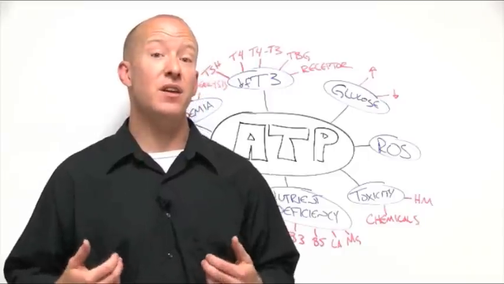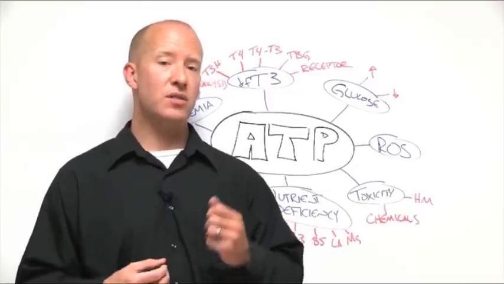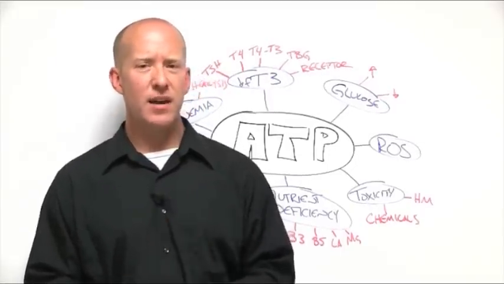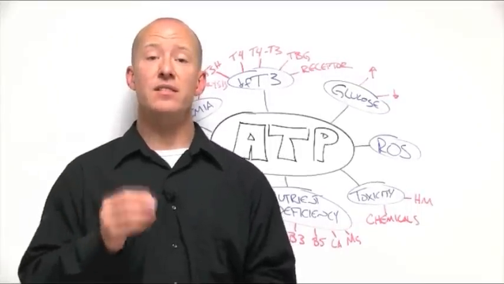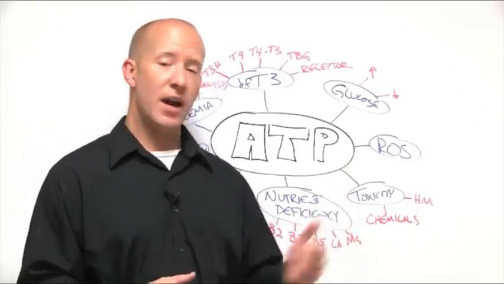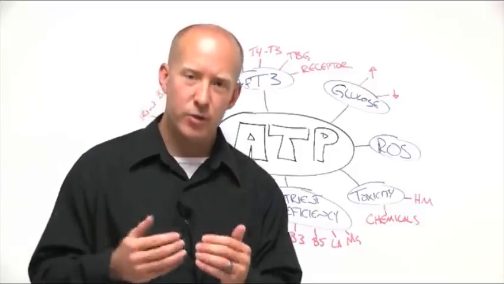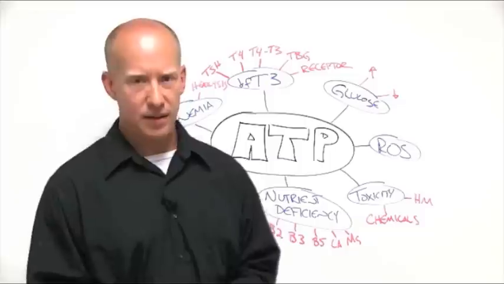Or maybe we don't have enough antioxidants to actually quench some of those free radicals. In either case, the mitochondria are very sensitive organelles in the cells, and if there's excessive free radical damage or reactive oxygen species, the mitochondria will not function properly and they can't make ATP.